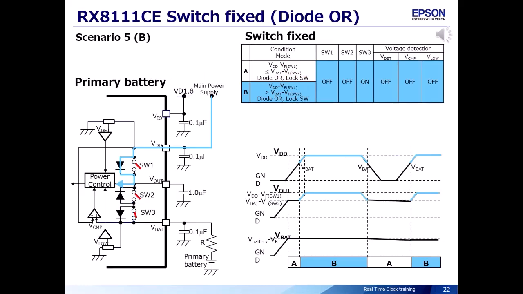Scenario 5, Case B. Similarly, switch 1 and 2 are off, switch 3 is on and fixed, voltage monitoring is not set. In the case of this page, the voltage on the main power supply side is high and power is supplied from the main power supply.